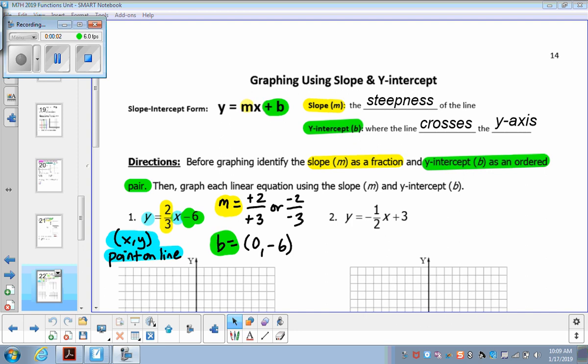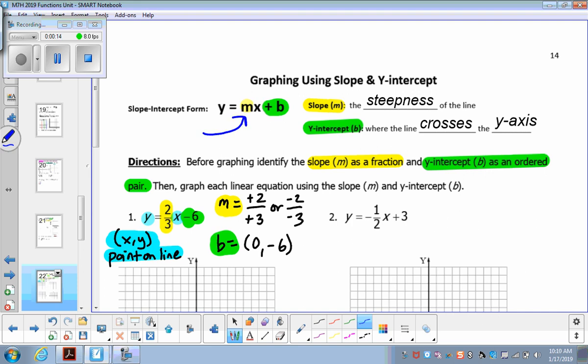So this video goes along with page 14 of your packets, and it's designed to teach you how to graph lines using the slope and the y-intercept. In elementary school, you learned that any number times a variable is called a coefficient. And you learned that any number all by itself without a letter is called a constant.